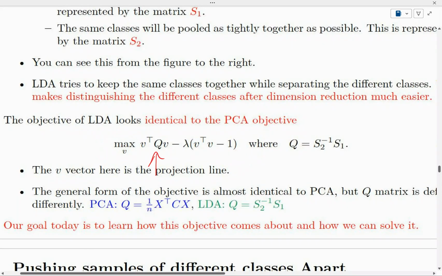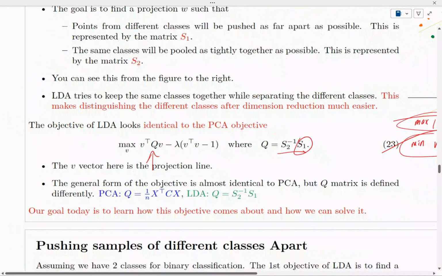The only thing you need to know is that Q is defined by the product of these two matrices, S1 and S2. S1 is the matrix that contains the information of how you can separate the data, the centers of the two clusters. And S2 contains the variation information, which you're trying to minimize.